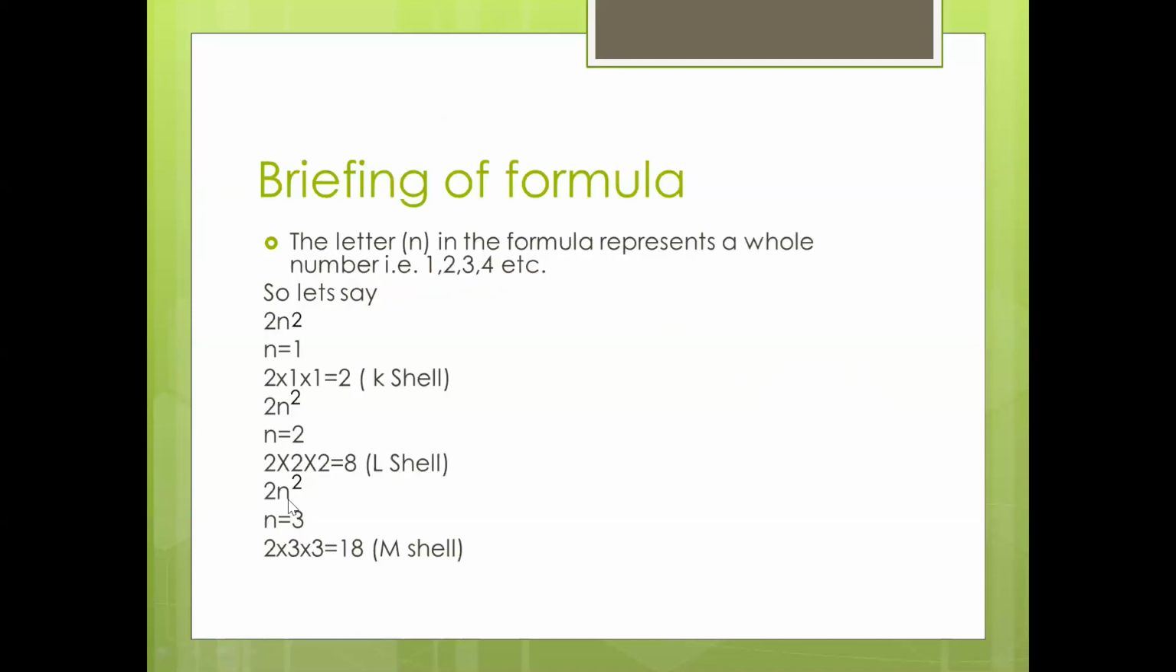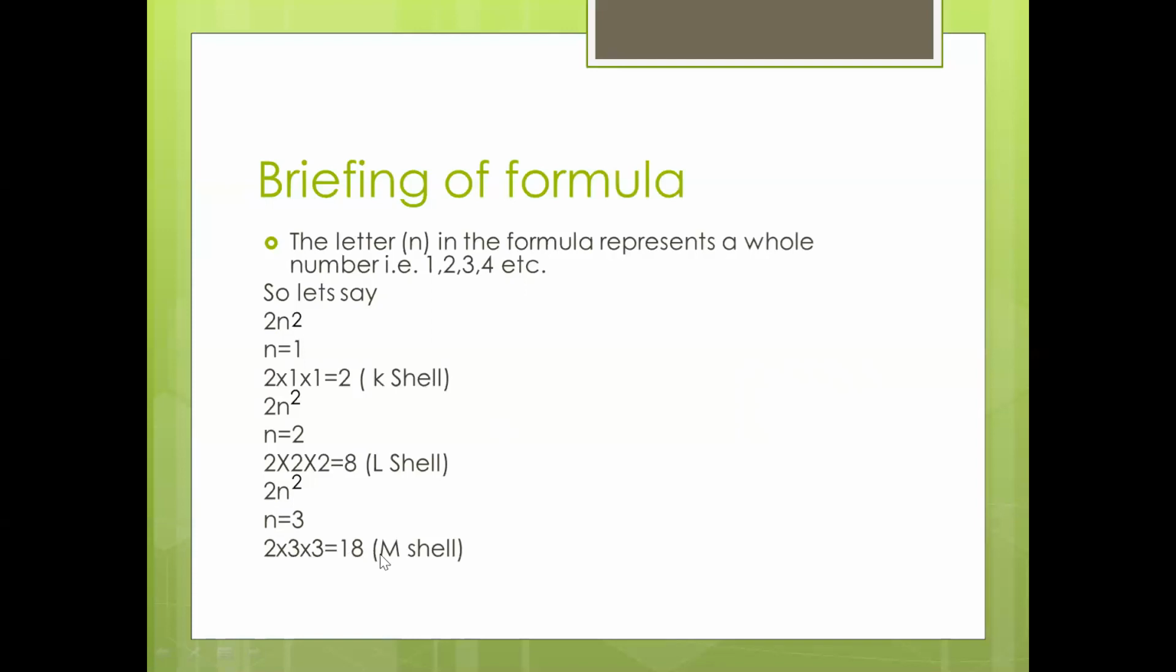Next is that if the value of n is 3 now, again, I will write 2n^2 of the formula. The value of n is 3 this time. So I will write 3 two times according to the formula again. So 2 3s are 6 and 6 3s are 18.